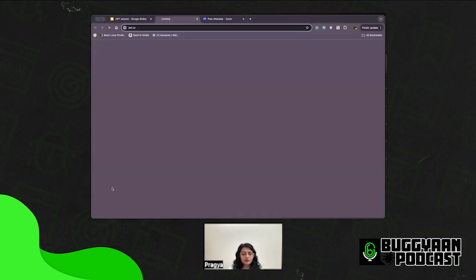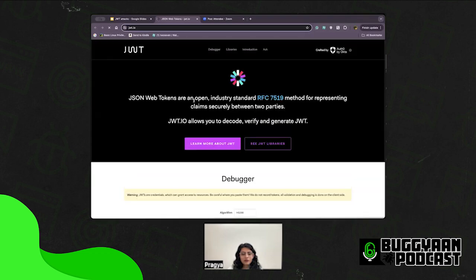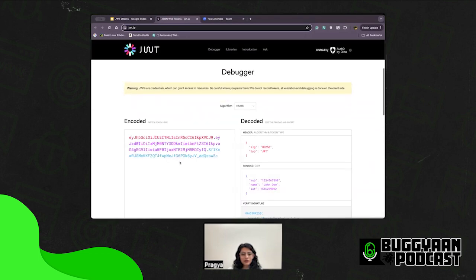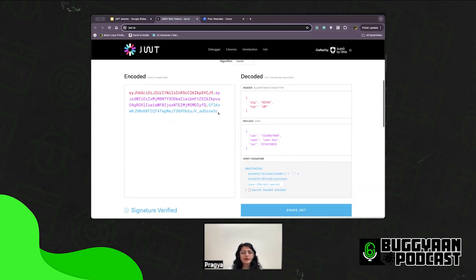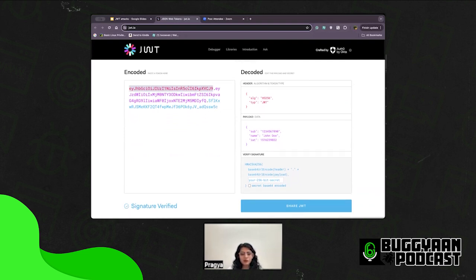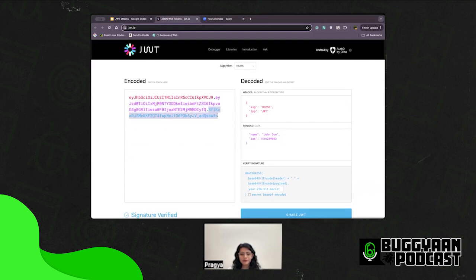This is the site where you can look at some JWTs. JWT is officially pronounced "jot", but we still call it JWT, so I'll probably use both. This is how a token looks. You see there are three parts to it. First is the header, then the second part is the payload, and the third part is the signature.